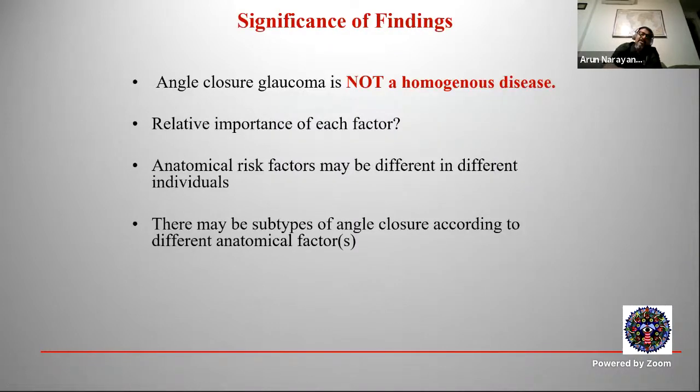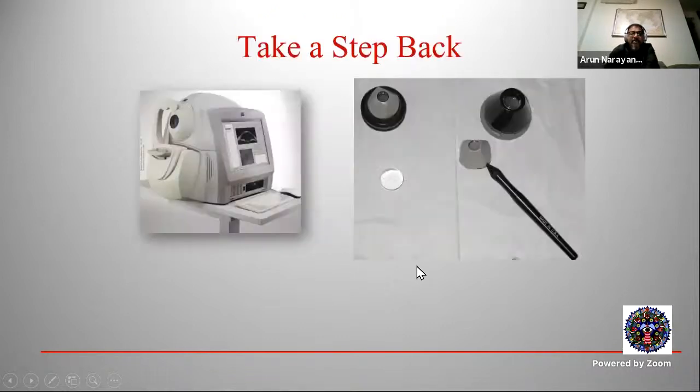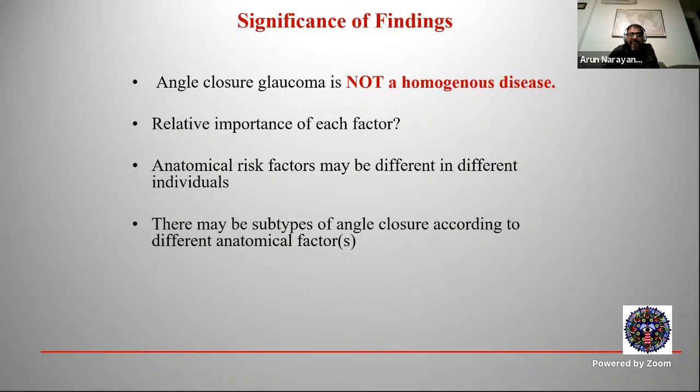So what it really opened our eyes to was that angle closure glaucoma is not a homogeneous disease. There's a relative importance of various factors involving the iris, lens, and a lot of dynamics involved, and each eye may have a different reason for an exaggerated angle closure. So the anatomical risk factors may be different in different individuals, and the therapy again may be different and may need to be individualized based on the risk factors. And we continue to learn more about these risk factors.